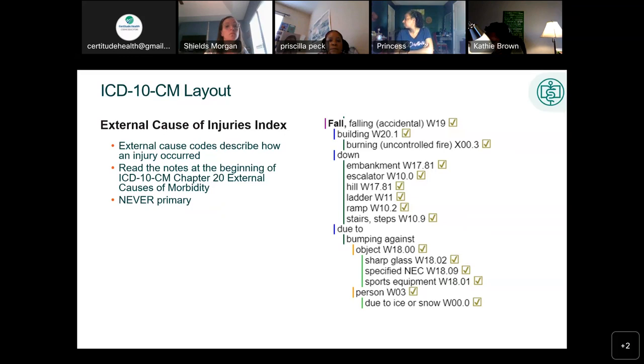So if you look here, you see that on this slide, to the left of the slide, it tells you that the external cause codes describe how an injury occurred. Those codes are never primary, so they could never be your first listed diagnosis code. They're always going to come after your primary diagnosis of what the actual injury was, because they're, again, telling the story of how this person injured themselves.